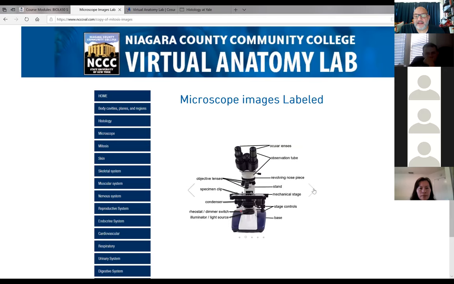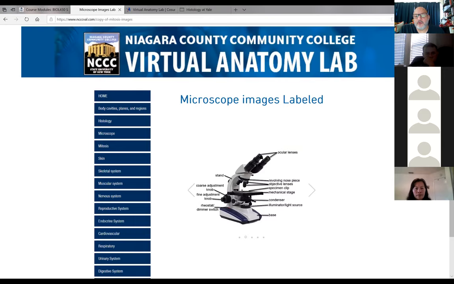You need to know the parts of the microscope. I could have a picture of a microscope with an arrow pointing at something like this, and you need to know that's the ocular lens.